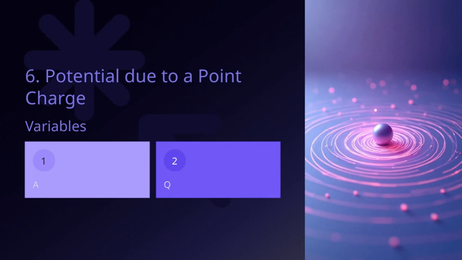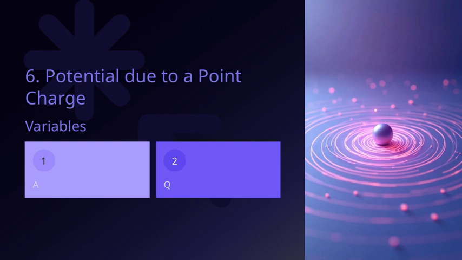Let's talk about the potential due to a point charge. When we have a single point charge, the electric potential it creates depends on the distance from that charge. The key idea here is that the potential is higher closer to the charge and decreases as you move farther away. This potential is scalar, meaning it has magnitude but no direction, which makes calculations simpler. The formula for the potential at a point in space is proportional to the magnitude of the charge and inversely proportional to the distance from the charge.